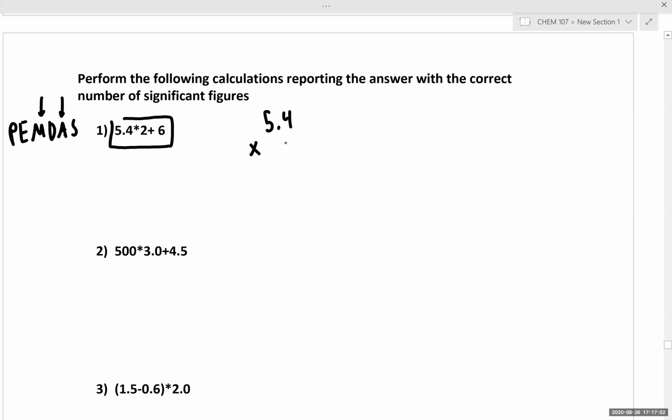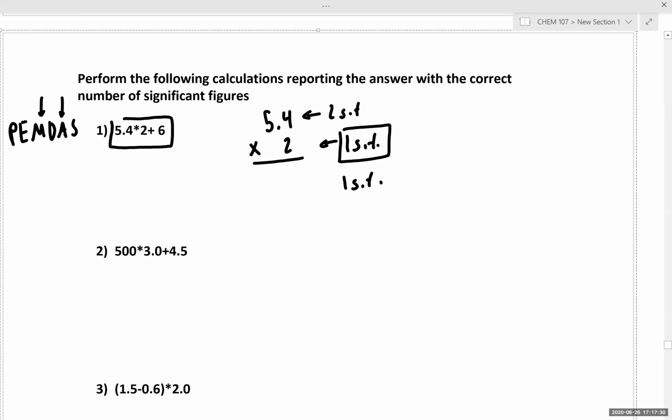So we have 5.4 times 2. This top number has 2 sig figs. The bottom number has 1 sig fig. Since we're dealing with multiplication, we care about sig figs. So we retain the least number of sig figs, which would be 1 sig fig. So 5.4 times 2 gives us 10.8.